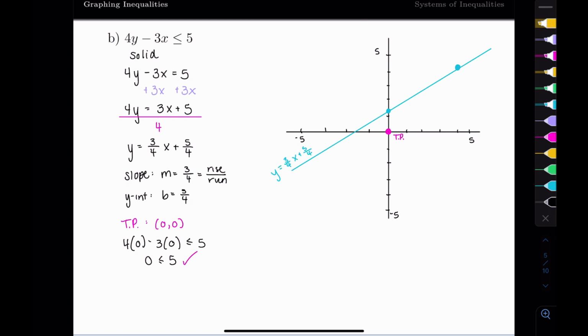That means I'm going to shade the side that does include my test point. So I'm going to shade below. And so all of this region is going to satisfy our inequality. Again, if the test point didn't work, I would shade the opposite side. But this is all we're going to do for our inequalities when I graph them. Graph the boundary as a solid or dotted line, pick a test point, plug it in, see if it works.